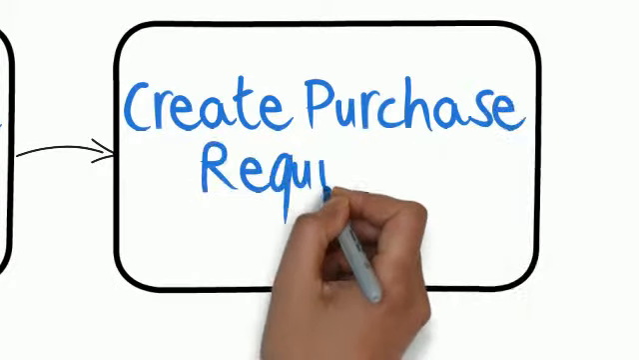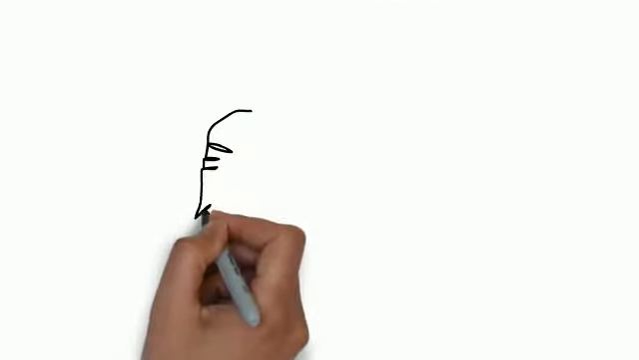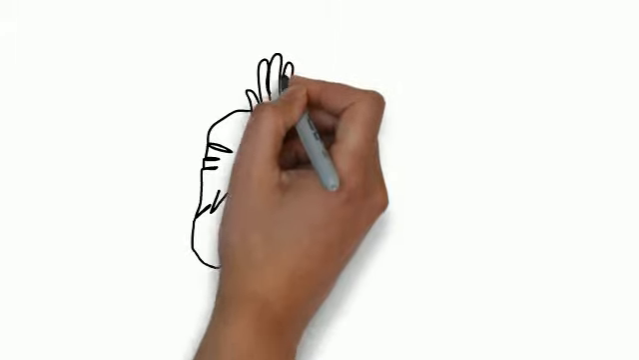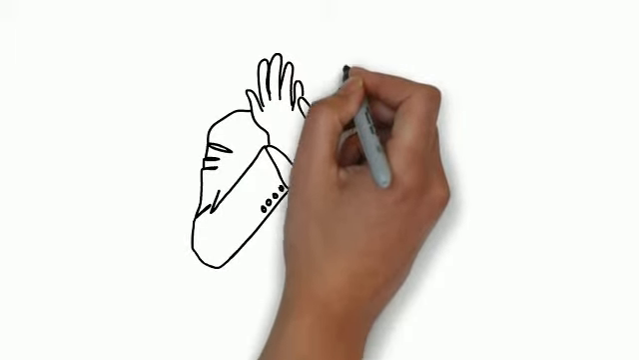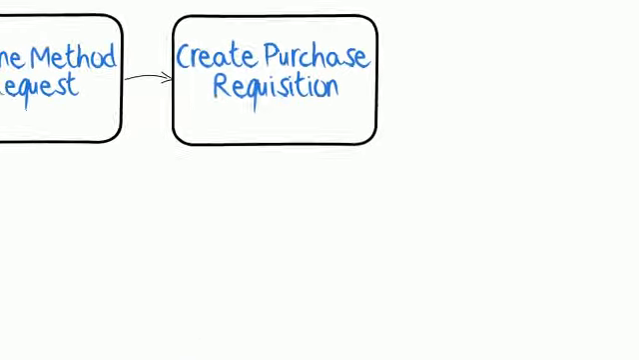Create purchase requisition. It is critical that you create an accurate and complete purchase requisition. An incorrect or incomplete purchase requisition can cause delays in the procurement process. It makes it more difficult for the buyer to process the request. It could delay your work or project, and ultimately, the vendor may not get paid.